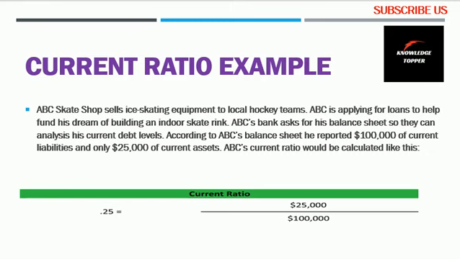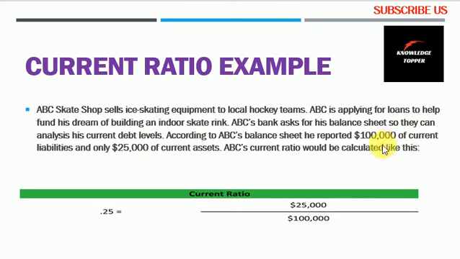According to ABC's balance sheet, he reported 1 lakh of current liabilities and only 25,000 of current assets. So ABC's current ratio would be calculated like this. As you can see, $25,000 divided by $1 lakh. Our formula is basically current assets upon current liabilities. So we just extract the important information from the question and put our values in the formula.